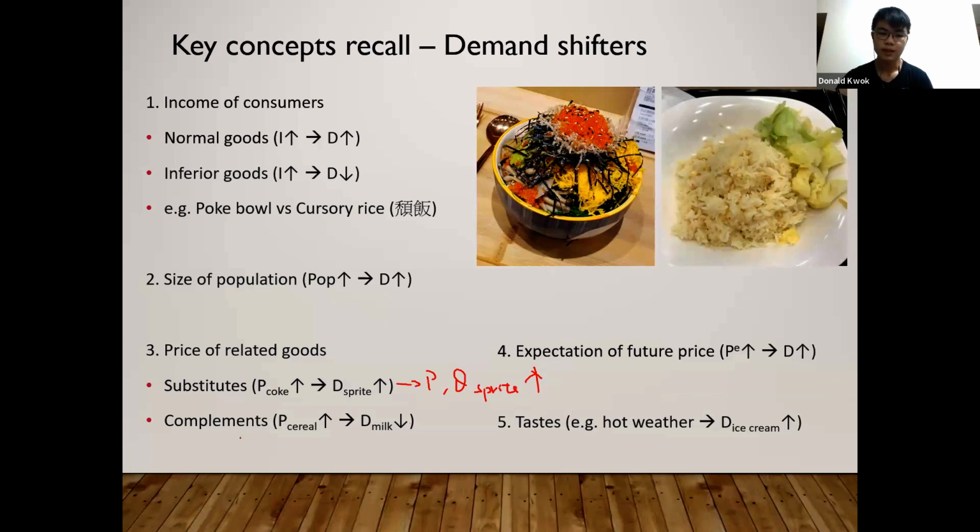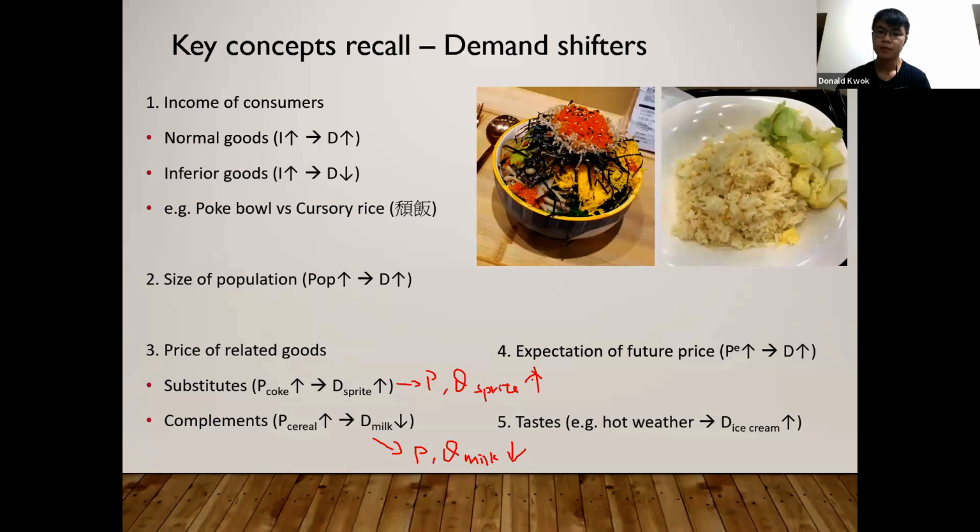While for complements, the example I use here will be cereal and milk. Likely you would not like to consume cereal alone because it is too dry, so you would like to have milk to accompany your cereal consumption. If the price of cereal increases, then you would need less milk to accompany your cereal consumption. So the demand for milk would fall, and thus the price and also the quantity transacted of milk would fall. From here, for complements, the prices of the two goods will move in opposite directions.